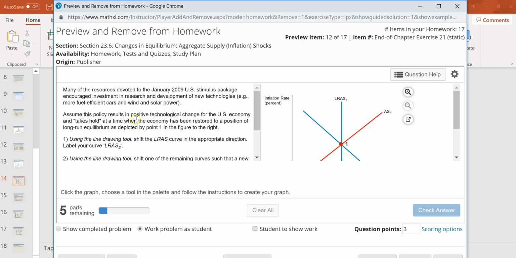So this is a positive technological change, and the positive technological change will shift the long-run aggregate supply curve to the right.